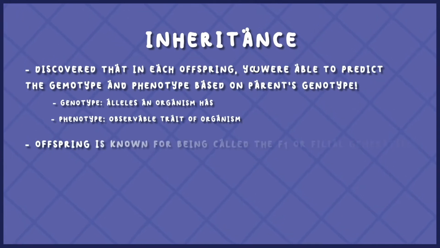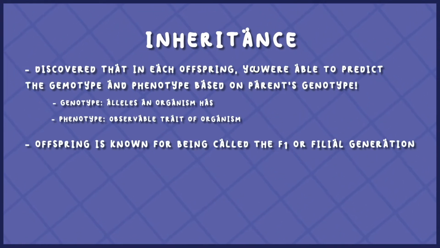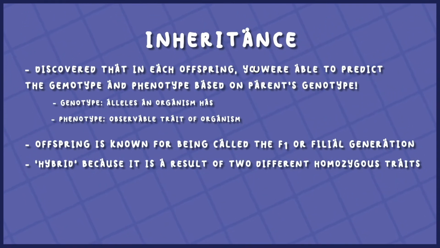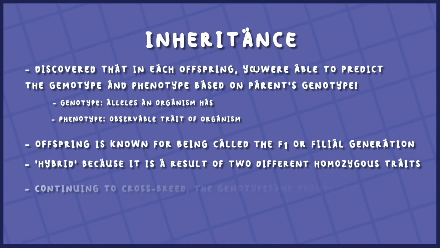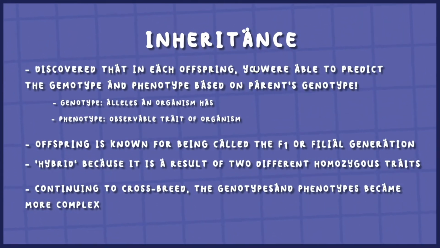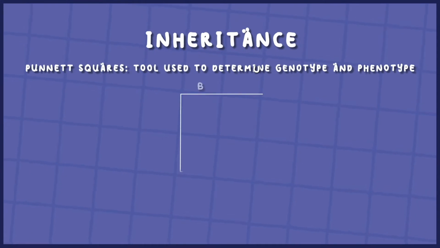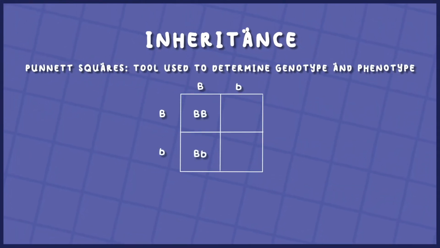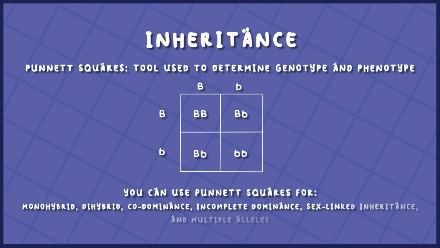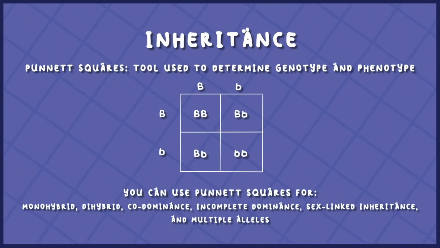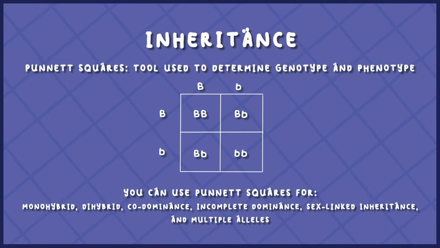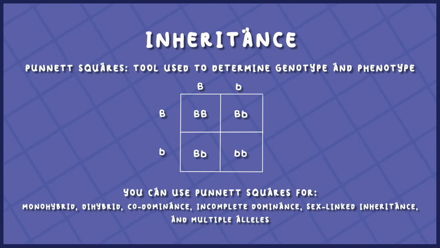Now the offspring is referred to as the F1 or filial generation, and it is hybrid as it is a result of two different homozygous traits. As he continued to crossbreed, the ratios of the genotype and phenotype became more complex. This is where we use Punnett squares, which is a great tool in determining the possible genotypes and phenotypes. You can use Punnett squares for monohybrid crosses, dihybrid crosses, codominance, incomplete dominance, sex-linked inheritance, and multiple alleles.